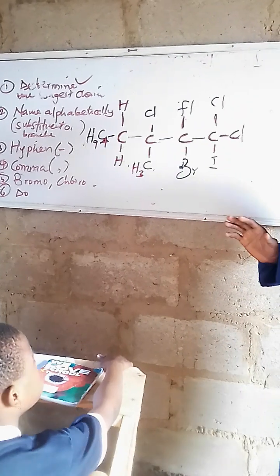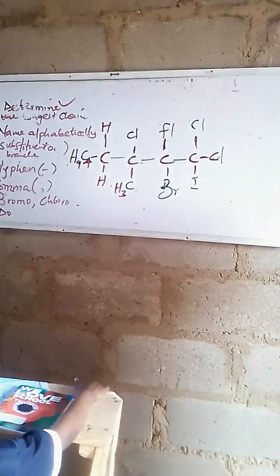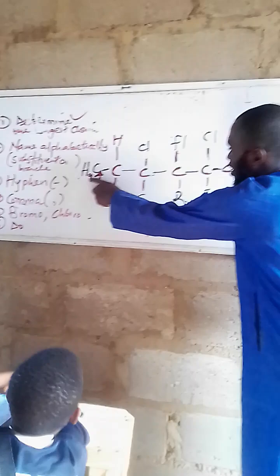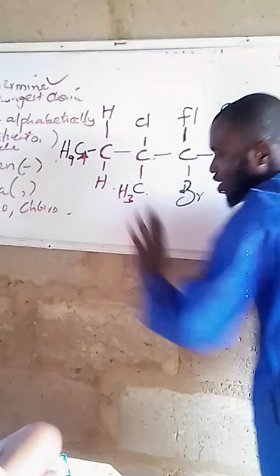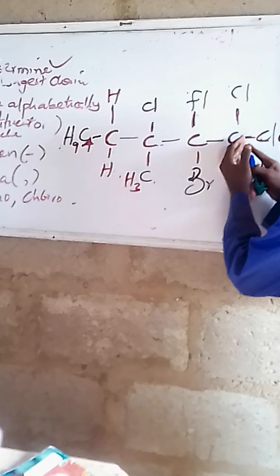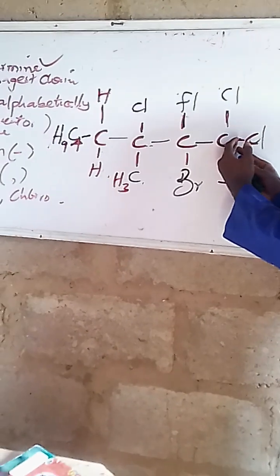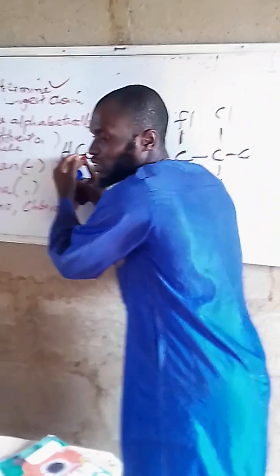It is very simple and easy. Now what do we do? We have known that this is our longest chain, which is octane. Now how do we count? Is it from here we have to start counting? That is the main bone of contention. Or from here, I'm going to start counting.